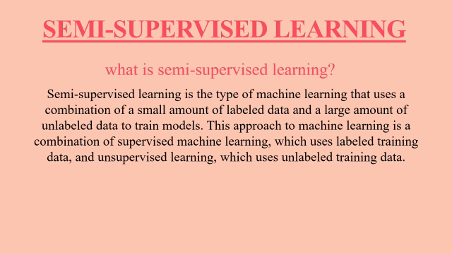Moving on to the concept of semi-supervised learning. So what is semi-supervised learning? Semi-supervised learning is the type of machine learning that uses a combination of a small amount of labeled data and a large amount of unlabeled data to train models. This approach is a combination of supervised machine learning, which uses labeled training data, and unsupervised learning, which uses unlabeled training data.